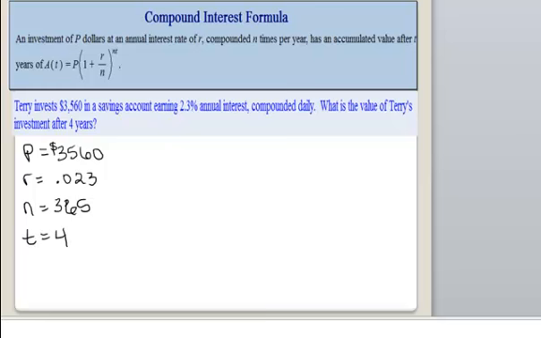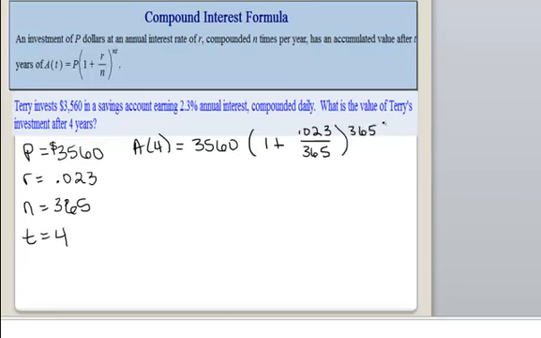So now all we need to do is plug all of this information into the formula. So A of 4 is equal to the principal times 1 plus the rate over n, all to the n times t.